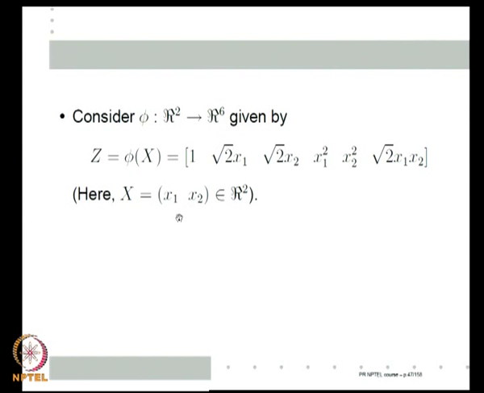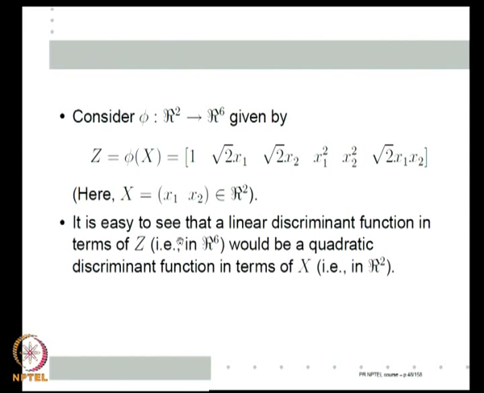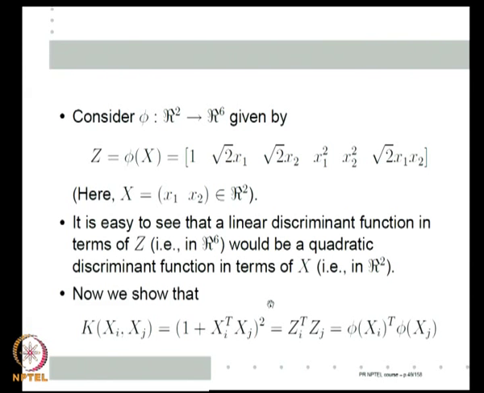It is very easy to see that a linear discriminant function in terms of z will have a constant term, terms of x1, terms of x2, terms of x1 square, x2 square and x1 x2. So, a linear discriminant function in terms of z would be a quadratic discriminant function in terms of x. Well, that is the whole idea of SVM.